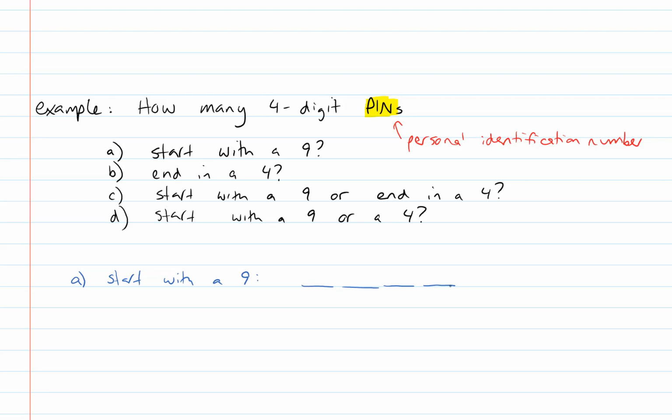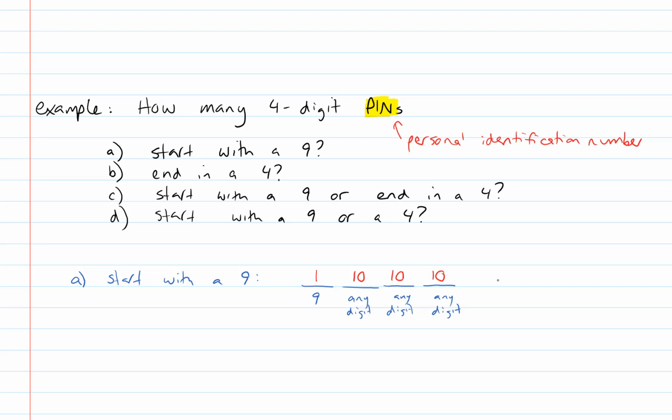So in the very first slot, we have to have a 9, and any of the others are any digit. So the number of choices that we've got for the first slot is 1. The number of choices for the second slot, because it could be any digit, is 10. And that's true for actually all of the remainder.